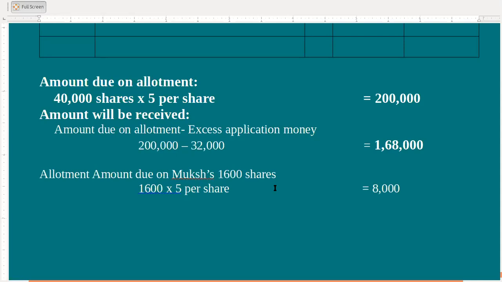Okay, fine. Now from here, we have to deduct the application money already paid by Mukesh. He has already paid the application money, so we have to deduct.